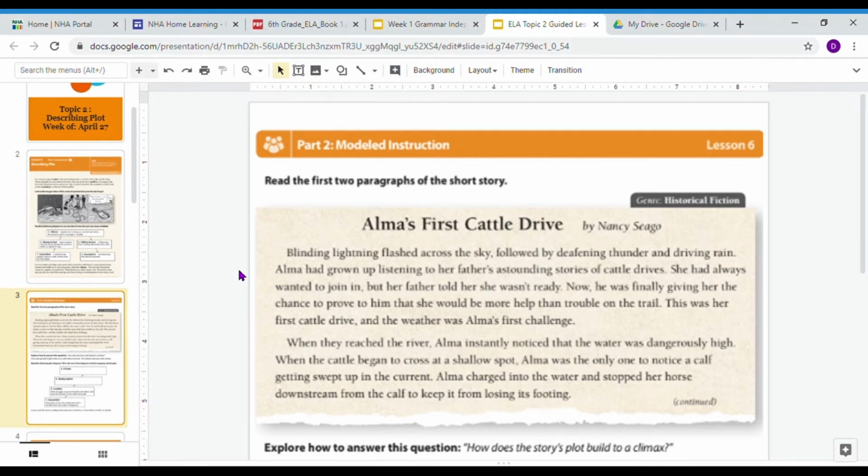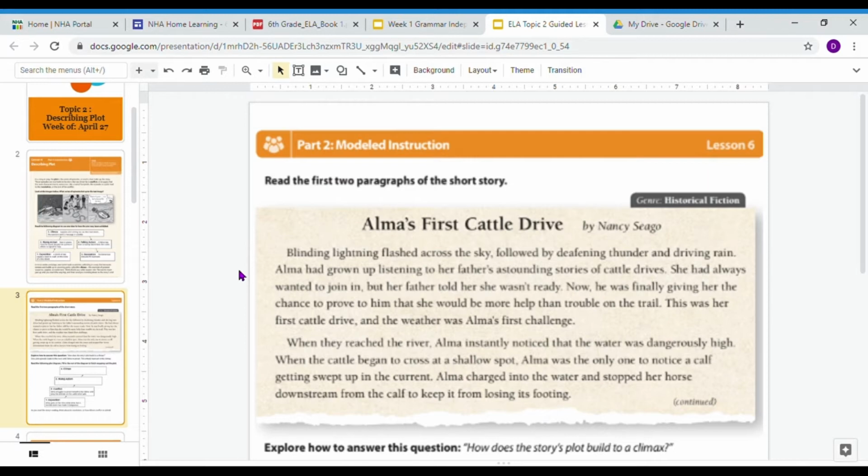When they reached the river, Alma instantly noticed that the water was dangerously high. When the cattle began to cross at a shallow spot, Alma was the only one to notice a calf getting swept up in the current. Alma charged into the water and stopped her horse downstream from the calf to keep it from losing its footing.